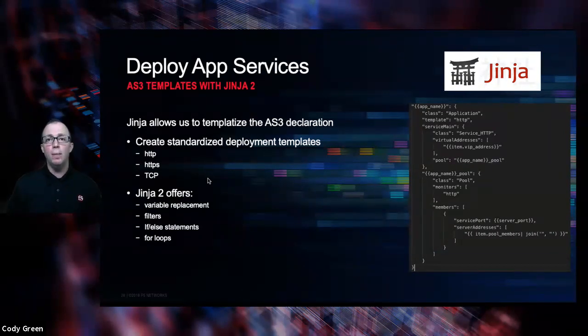Now, why Jinja 2? Jinja 2 offers some really cool functions that we may be used to if you come from a development background or scripting, such as variable replacement, filters, if-else, and loops. So in this example, it's probably going to look very familiar, right? You see the template, you see the class, but there's variables that we're looking for. Now, item means that we're looping through something. Down here, we're also looping through the pool members. So this allows us to be able to define 2 pool members or 60 pool members. The same template can handle both, versus if you were trying to hard code this, you'd have to build that yourself.